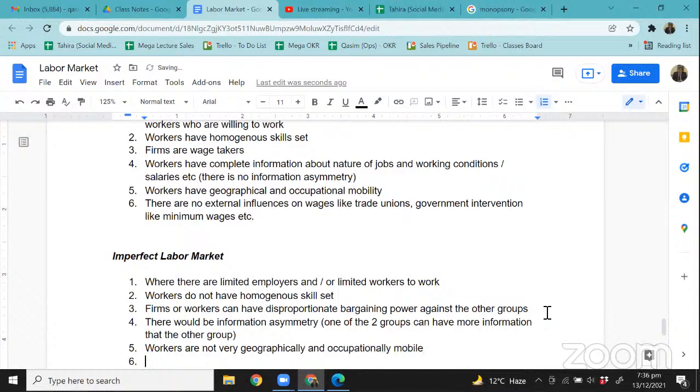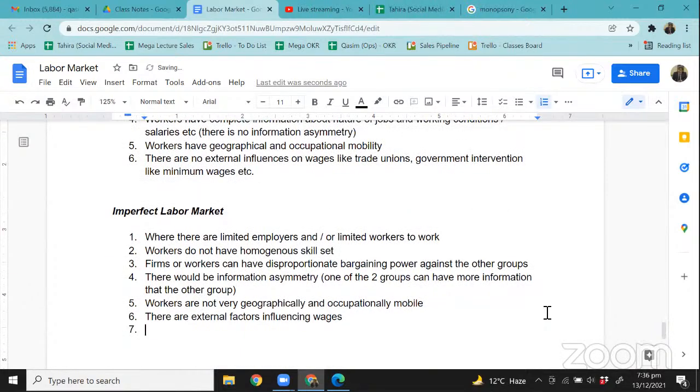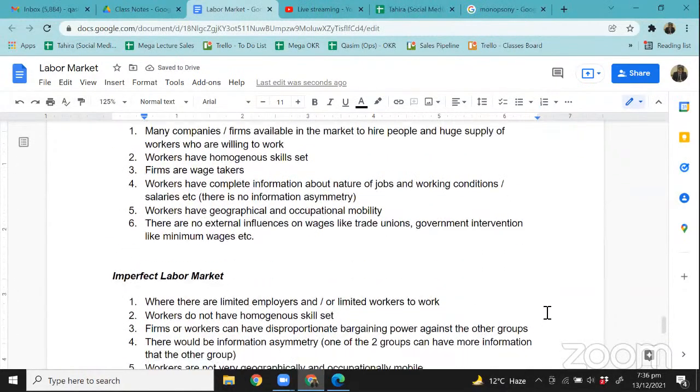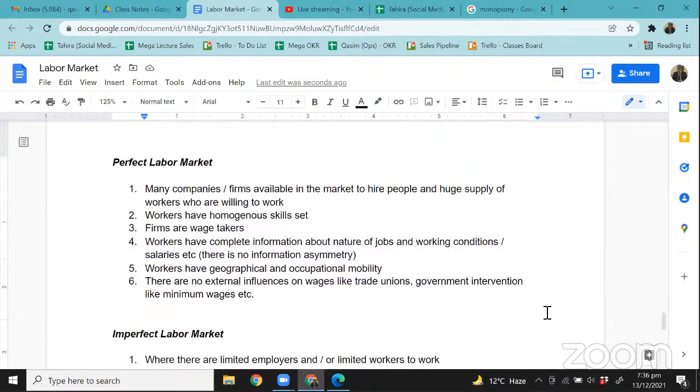Right? And then there's another thing, which is there are external factors influencing, right? We got on this? Okay. Now think about this. So basically all the characteristics that I've written in front of you for the imperfect labor market, if you see, those are contradictory to what we discussed earlier for the perfect labor market, because that's what it means, that the two things are opposite to each other, right?